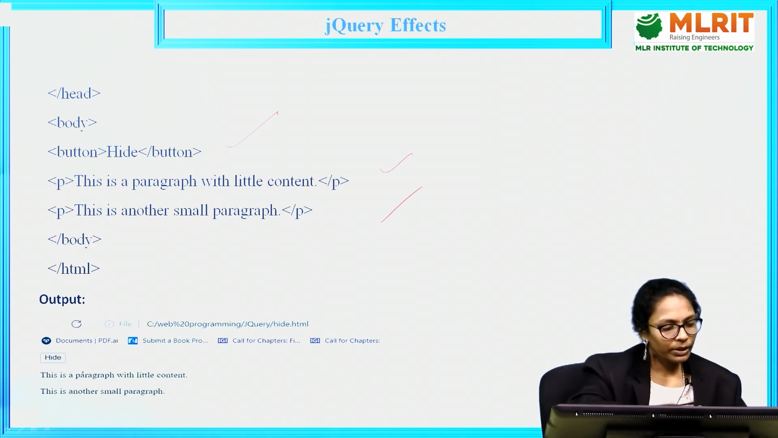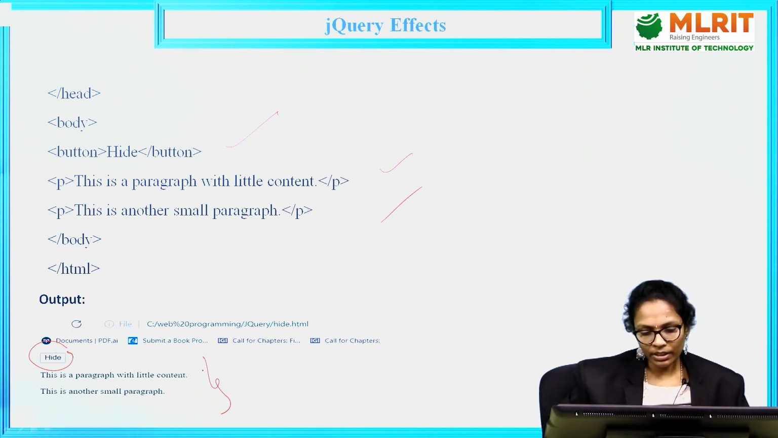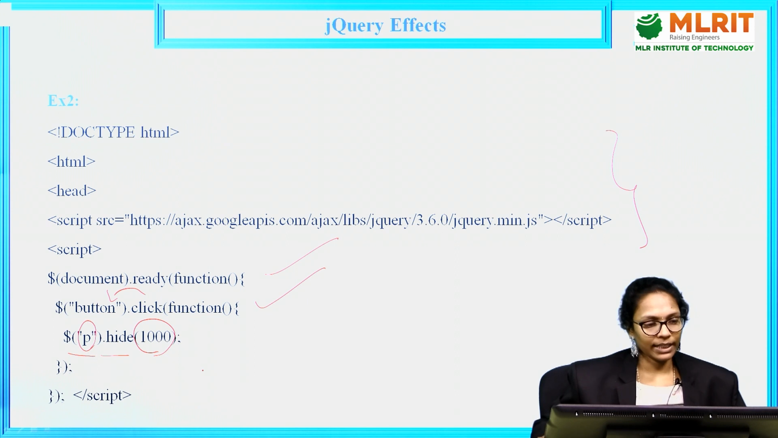This is the output I'll get. Hide is a button followed by two lines of text, two paragraphs. If I click on this hide, the paragraphs will be hidden. But how will they be hidden? With a speed of 1000 milliseconds.